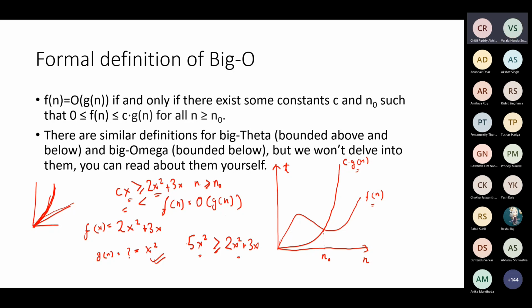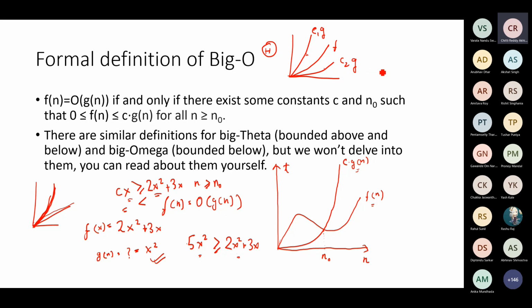Yes, thank you for the clarification. Okay, so there are similar definitions for big theta and big omega. Big theta means it's bounded above and below. If this is our function, then we can find two functions, c1 g and c2 g, so that this f always stays between these two functions. We draw it like this, big theta.